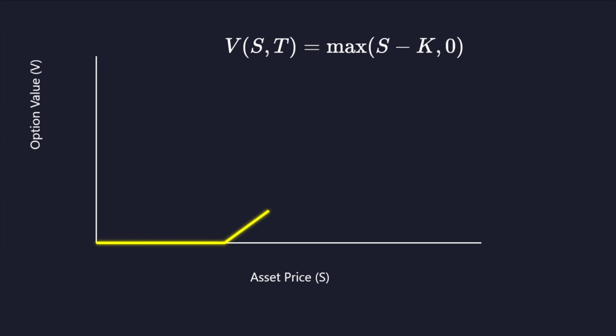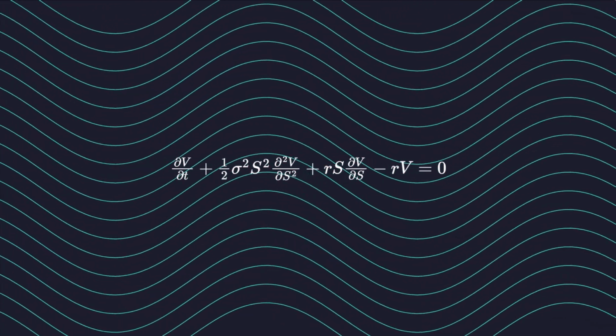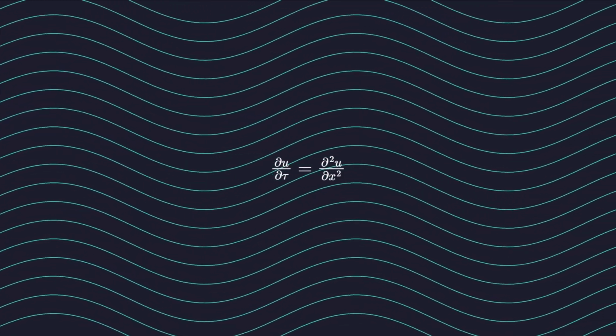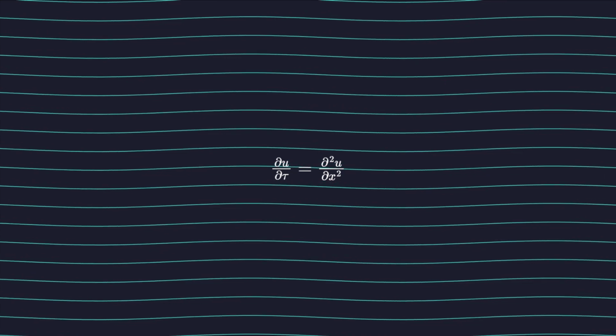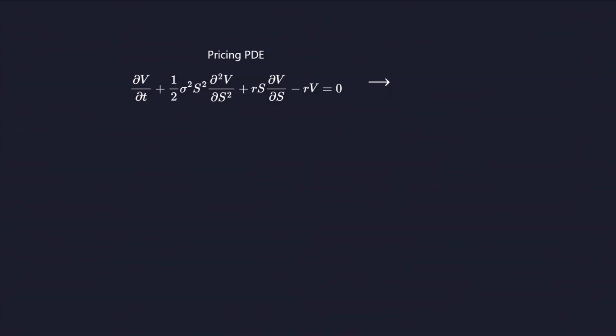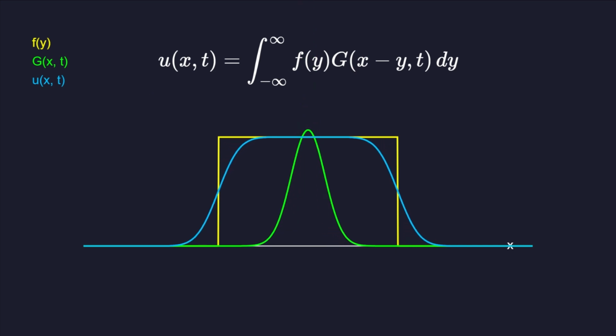To solve the equation for a specific derivative, we must define the payoff at maturity, which serves as the terminal boundary condition for the system. Solving the Black-Scholes equation directly is complex. We apply a change of variables to transform it into a more familiar physical model. The transformation reveals that the financial pricing problem is mathematically identical to the diffusion of heat in a one-dimensional rod.